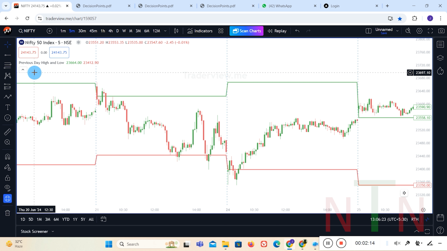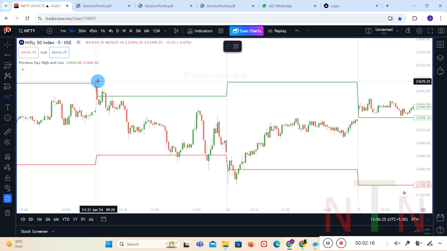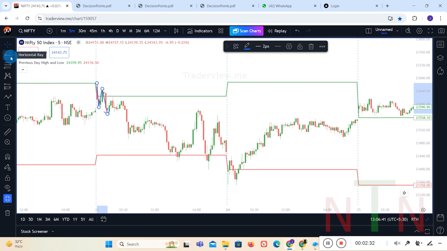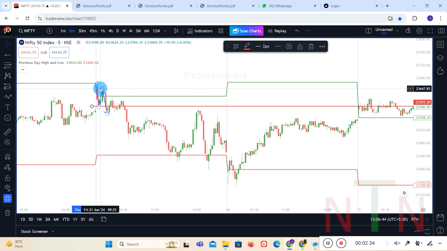It gave one sell. It has come down. I'm just drawing the price action. From here it has come down, then it has gone up, then it has come down. So in the previous video we have seen that when it is breaking the swing, you can enter into the trade and this will be the stop loss.